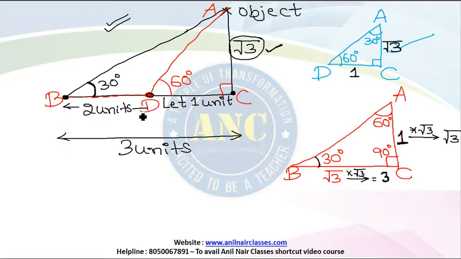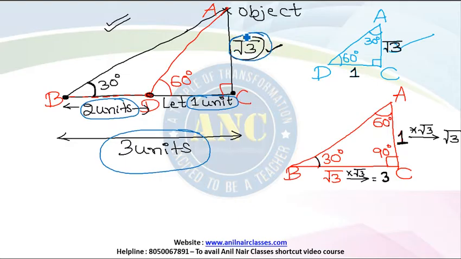So this right angle triangle, when you split it into 2 triangles, a bigger and a smaller one, in one of them 30 is there, in one of them 60 is there. These are the values that you need to remember. 2 units you need to remember. 1 unit is my assumption. This entire thing is 3 units. This is root 3 units.